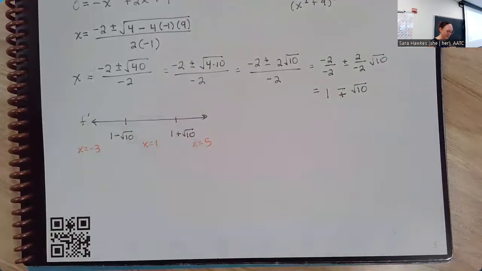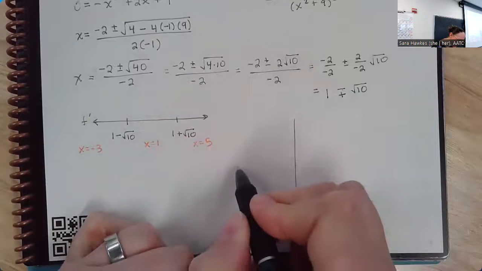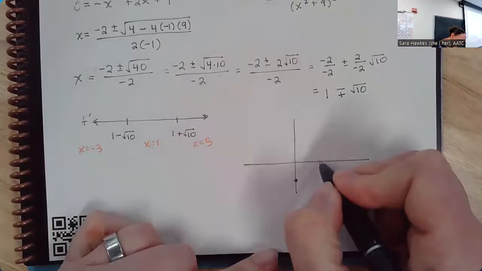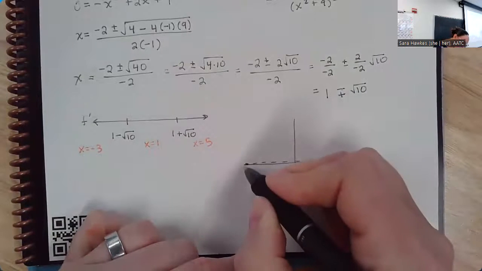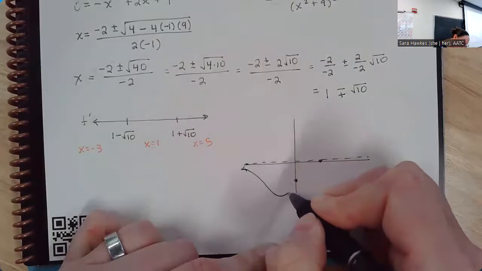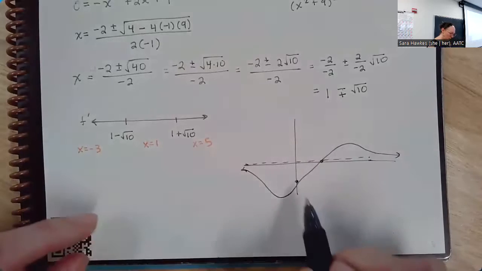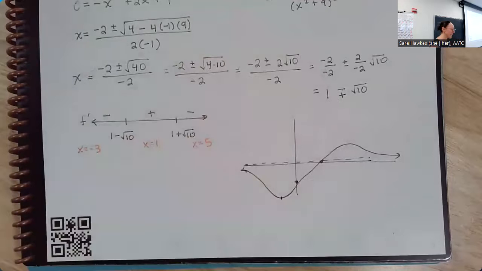Now, one advantage of knowing what our graph looks like is that I already know that I need to be decreasing, increasing, decreasing.